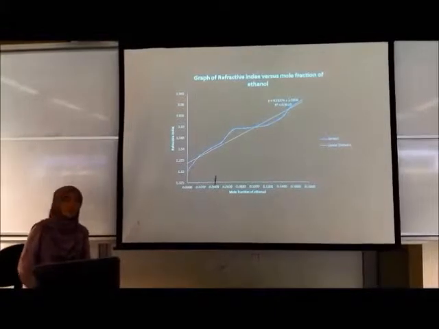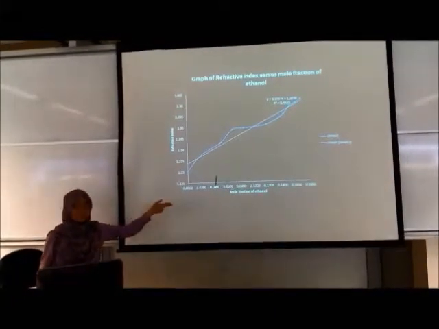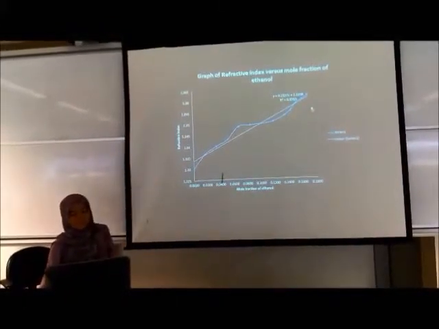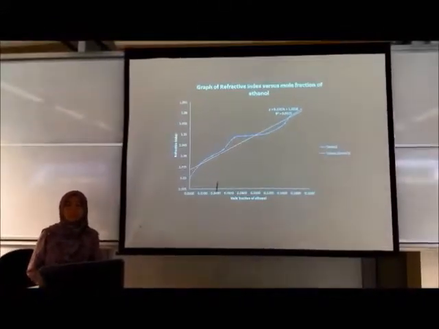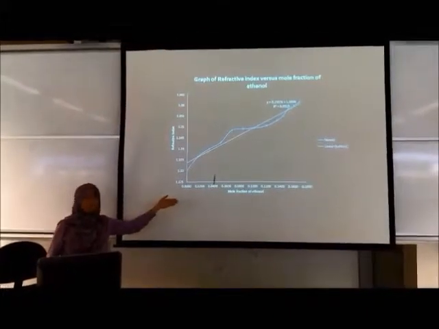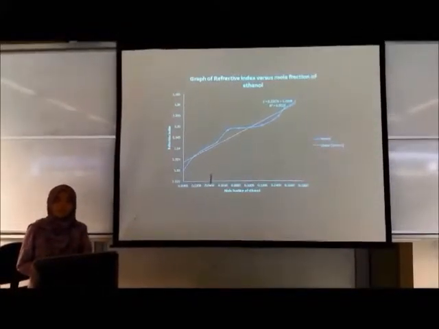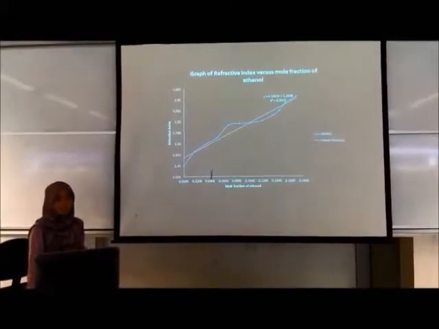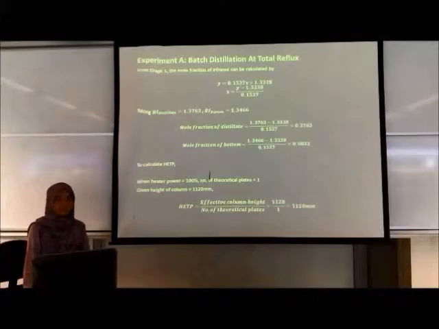From the table, we plot the graph of refractive index against the mole fraction of ethanol. From this graph, we know the equation of the line that we have plotted, that is y equals 0.1537x plus 1.3338. Since the y-axis is the refractive index and the x-axis is the mole fraction of ethanol, we can now obtain the mole fraction of ethanol for any refractive index that we obtain from a sample. So this graph is very useful for the calculation of part A.